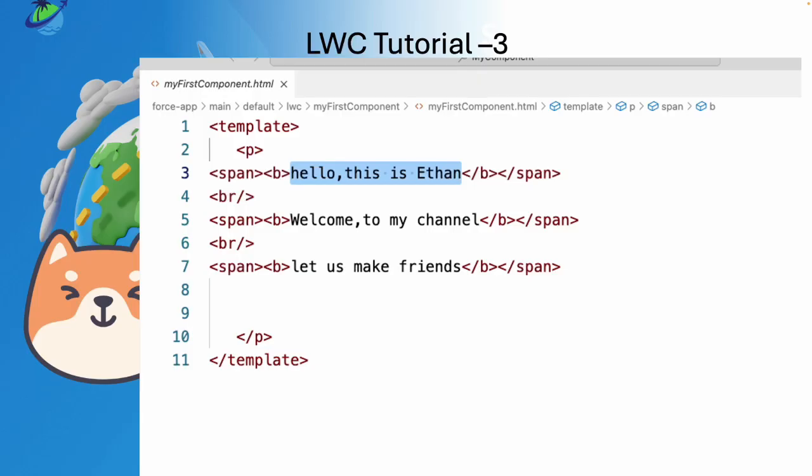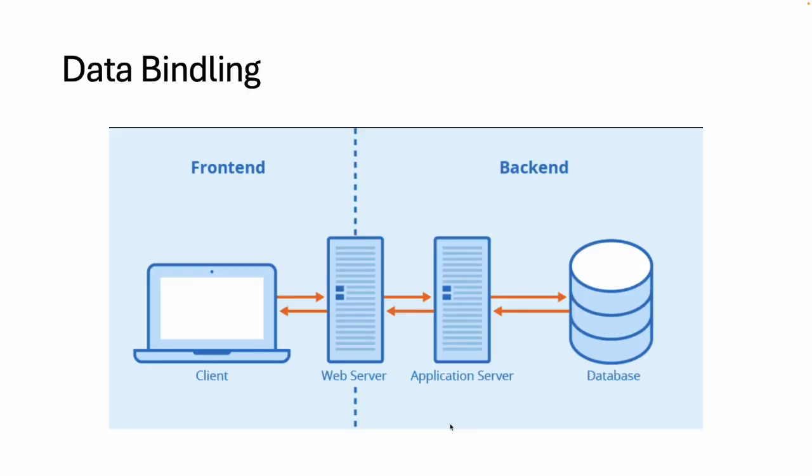Alright, before we start coding, let's do the explanation of what data binding is. Data binding in LWC is the process of establishing a connection between the JavaScript properties of a component and the HTML elements in its template. This connection enables automatic synchronization of data between the component's JavaScript controller and its template, allowing for dynamic updates and interaction within the user interface.